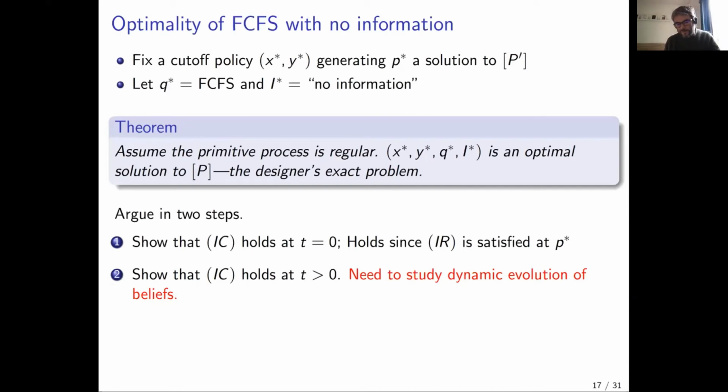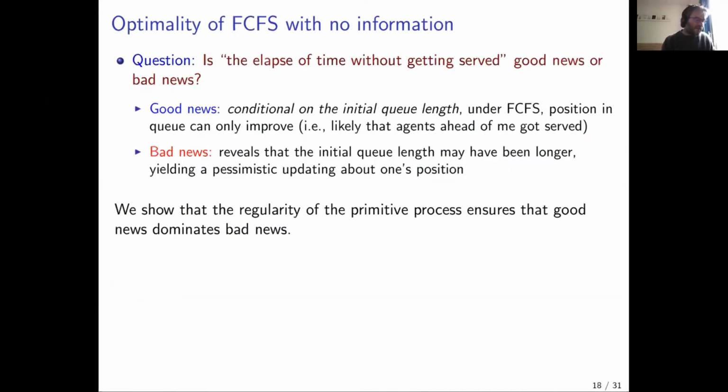So then this is one rule where dynamic incentive compatibility would be an issue, and so the goal is to show that this is actually not an issue under first come first served. And the reason why it's non-trivial is the following. So again, the question boils down to what happens after some elapse of time in terms of my residual waiting time. Is it the case that the elapse of time without being served is good news or bad news in terms of this residual expected waiting time?